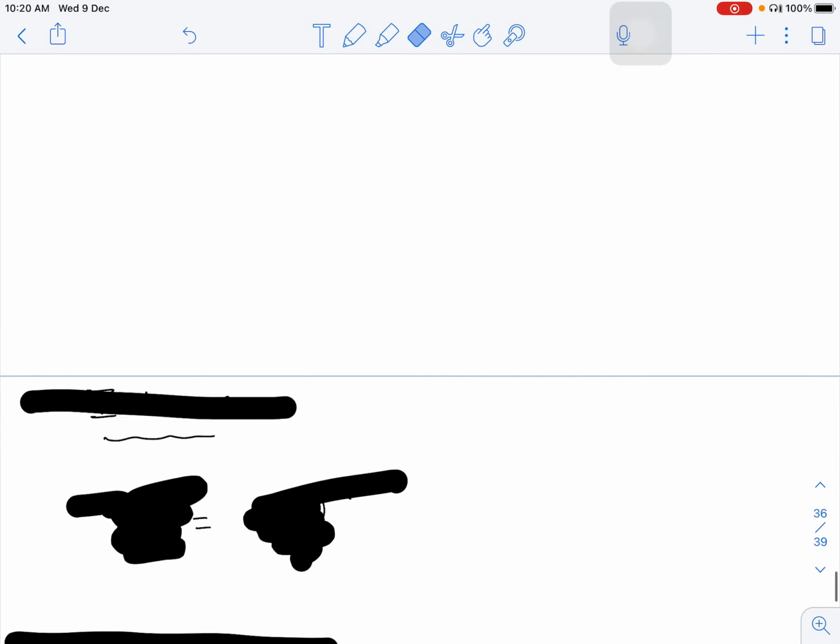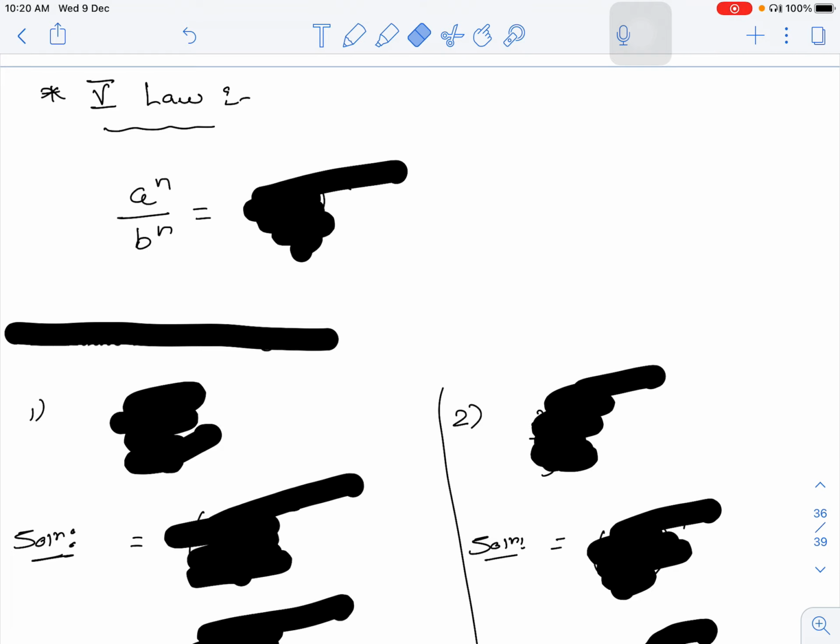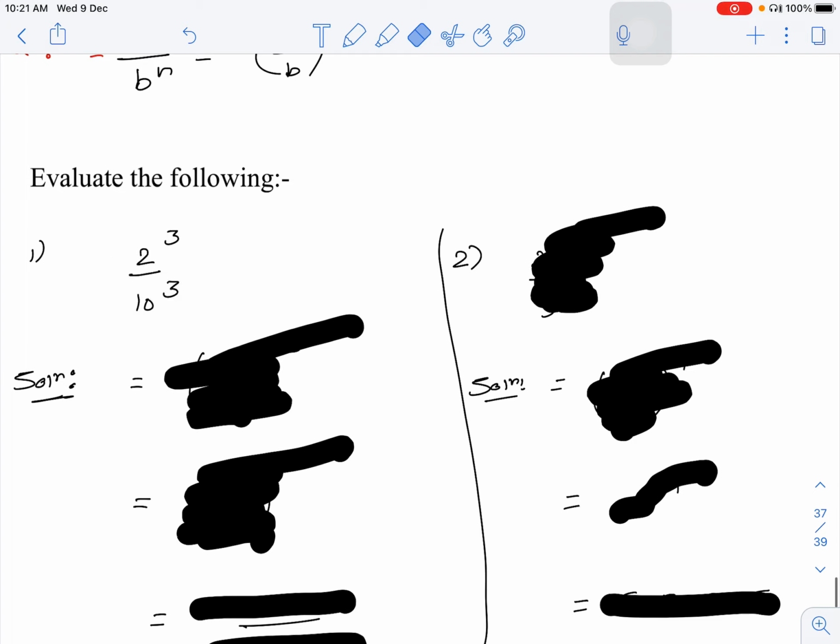Okay, now let us consider the next law. Now our fifth law is, suppose the numerator and denominator, or in other words two numbers with the same power, are divided. During such a time, we can write the base division keeping the power only one time. Okay, let us consider some examples.